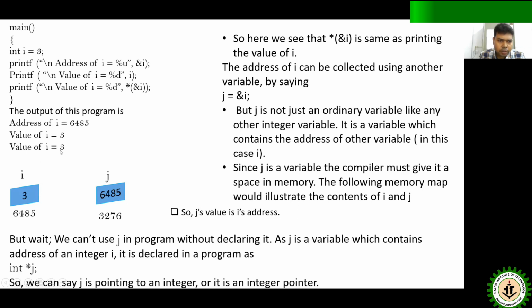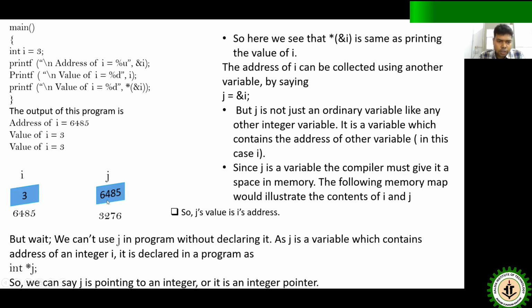to 3. Now over here, this memory location 6485, which we get by using this command &i, we can store in some other variable. In C we can write this, that is j = &i.